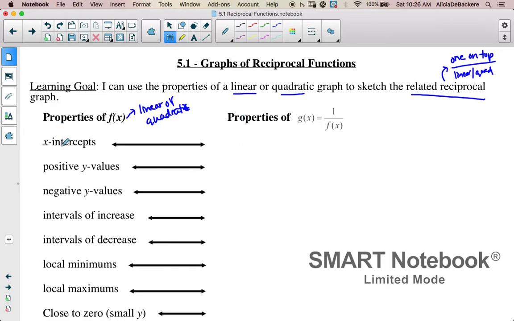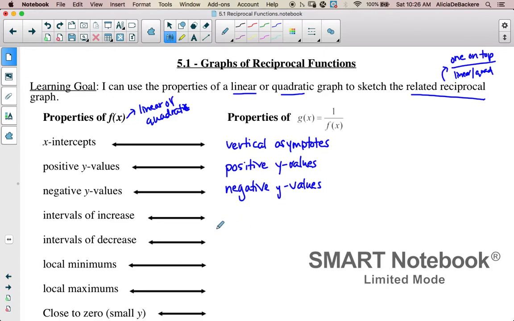If we're talking about a linear or quadratic, the x-intercepts of the original graph will turn into the vertical asymptotes on the reciprocal. All right, and then the positive y values, we saw that those actually stayed the same, right? They also stayed positive y values. It's important to know what switches and what stays the same. The negative y values also staying the same.